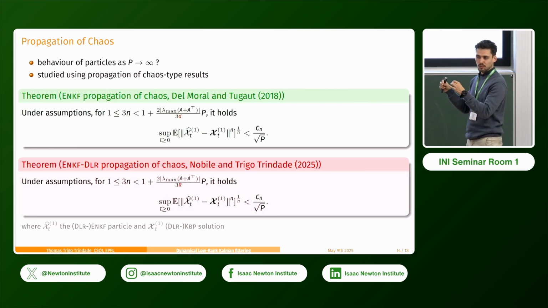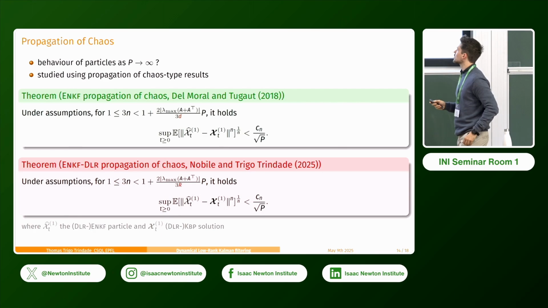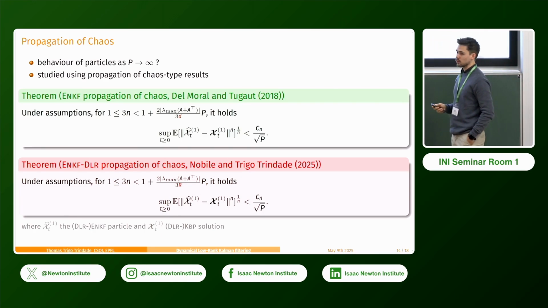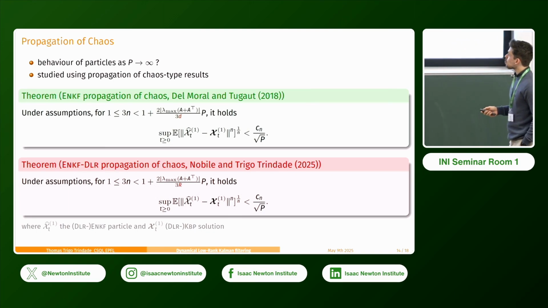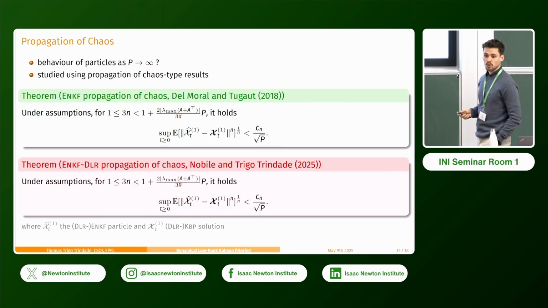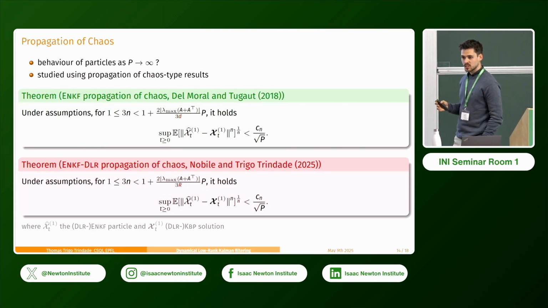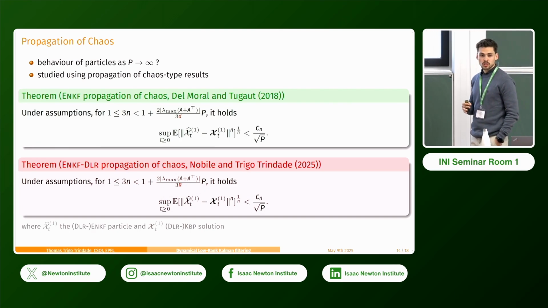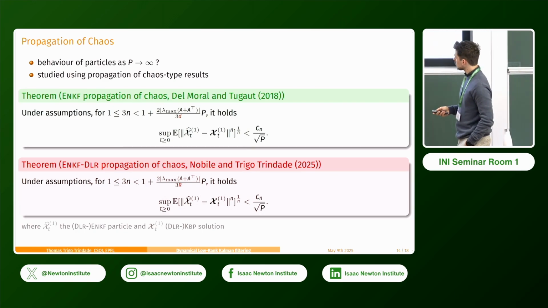So you take two particles and let them evolve according to the EnKF or the mean field, and you get this decay that is of order p to the -1/2, exactly what you would expect. Using very similar tools, we managed to get pretty much the same result for our reduced order model setting. So you have this exact nice property that this DLR EnKF system asymptotically converges to its mean field limit, which is the DLR KBF. And that is again nice.